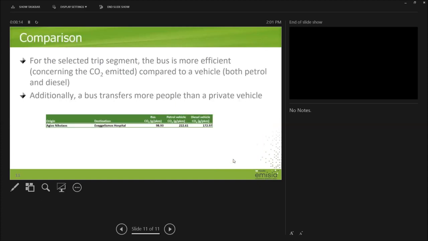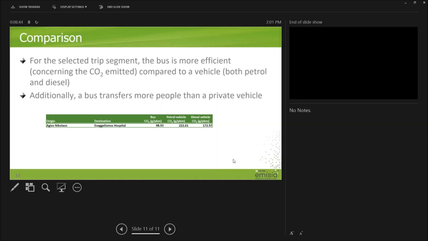And the final step is to compare the results that we got from the bus with a petrol and a diesel vehicle. In the same manner, we considered that in the vehicle not only one person was traveling. Thus, we estimated an occupancy of 1.2. It is a value which is widely used concerning the occupancy of vehicles.